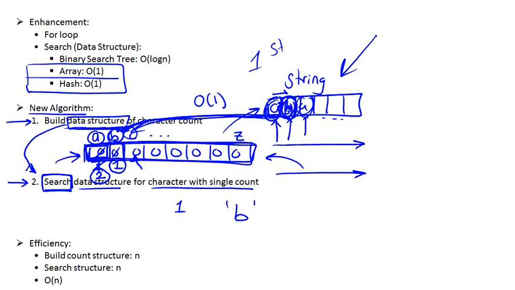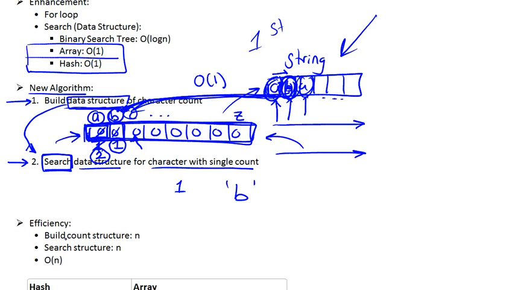Now let's observe the efficiency of that new algorithm. Building the count data structure involves looking at every single character in the string and incrementing its corresponding count in the data structure. So how many steps does that involve? It involves exactly n steps, because if we had n characters in the string, that for loop would consist of n steps going over every single character.